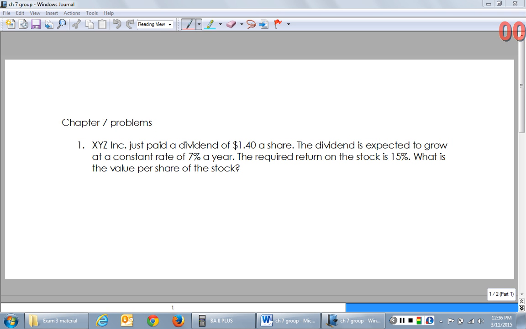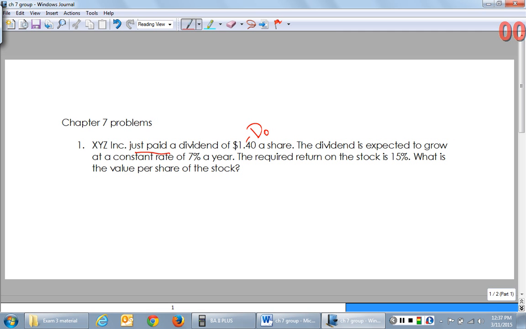Here, XYZ just paid a dividend of $1.40. Again, remember from the first set of problems that the keywords "just paid" here mean that we don't include them in our calculations. So $1.40 here would be D naught.